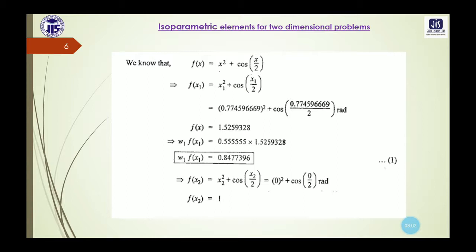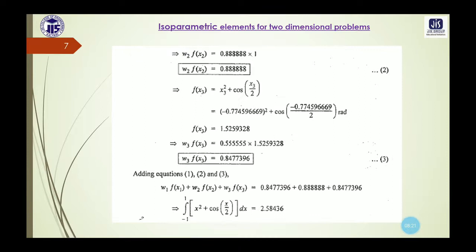Now the value of f(x2) is x2 square plus cos x by 2. The value of x2 was given in the table as 0. So we put the value of x2 as 0 here, and finally we get the value of f(x2) as 1. So that means w2 into f(x2) is now 0.888. So this is our equation number 2.